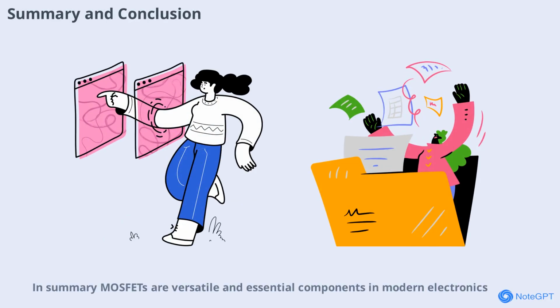Summary: MOSFETs are versatile and essential components in modern electronics. Their characteristics, including threshold voltage, drain current, switching speed, and power dissipation, define their performance in various applications. By understanding these properties, engineers can design efficient, reliable, and innovative electronic systems. Whether you're working on power electronics, digital circuits, or analog amplifiers, mastering MOSFET characteristics is key to success.